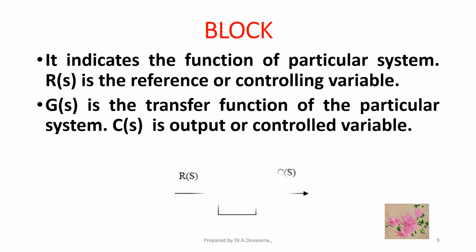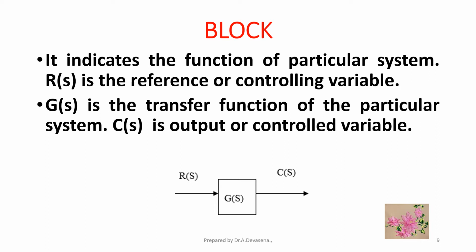Here is a representation of a block. Here G of S is your block and R of S is the controlling variable or the input variable, and C of S is the output variable or controlled variable.